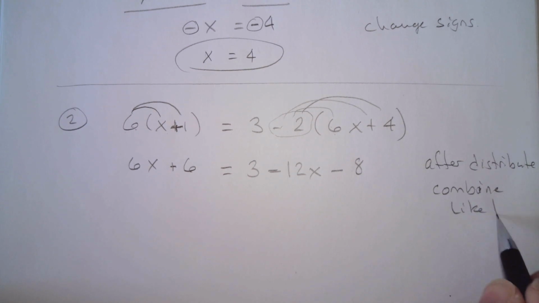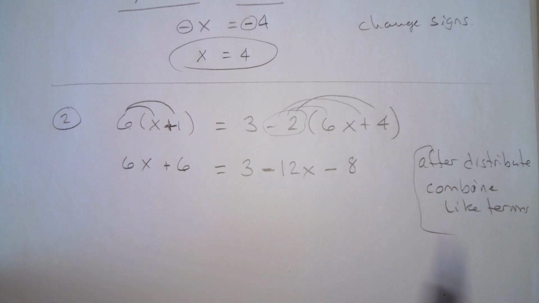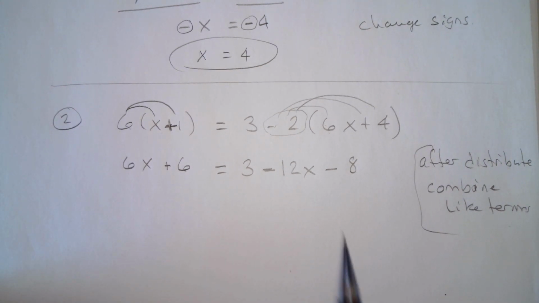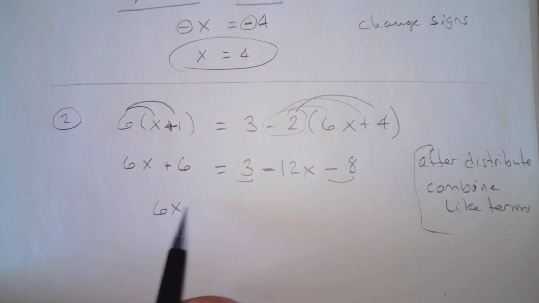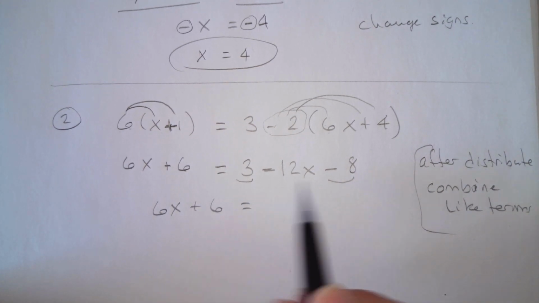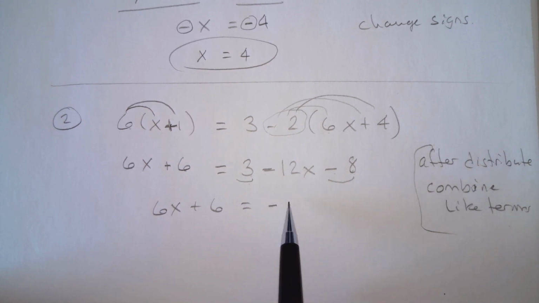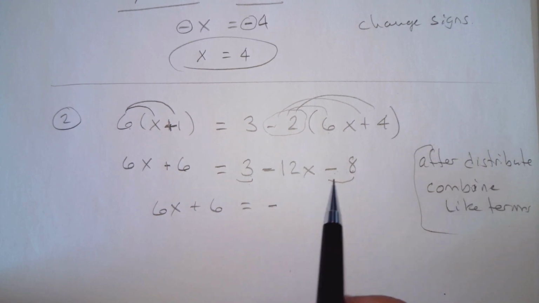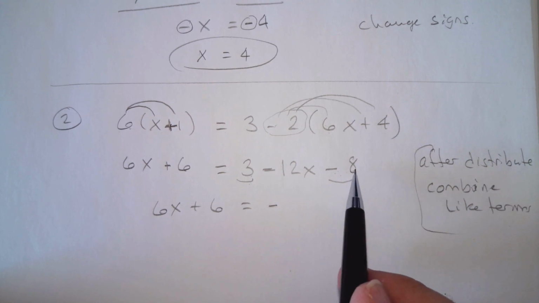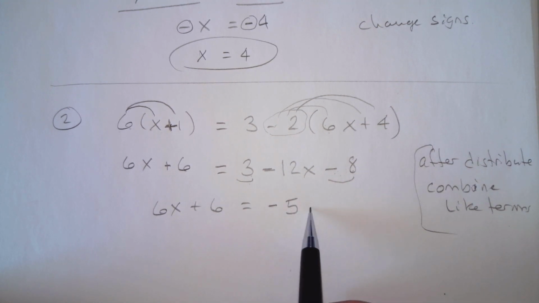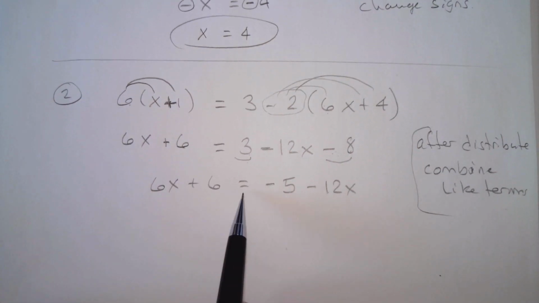This is an always rule. Anytime you get rid of parentheses, combine like terms before doing anything else. So we have a 3 and a -8. 8 is bigger, it's negative, so the answer is negative. 8 minus 3, we subtract because they're opposite signs. If they were the same signs, we'd keep the sign and add the numbers. So 8 minus 3 is 5, minus 12x.